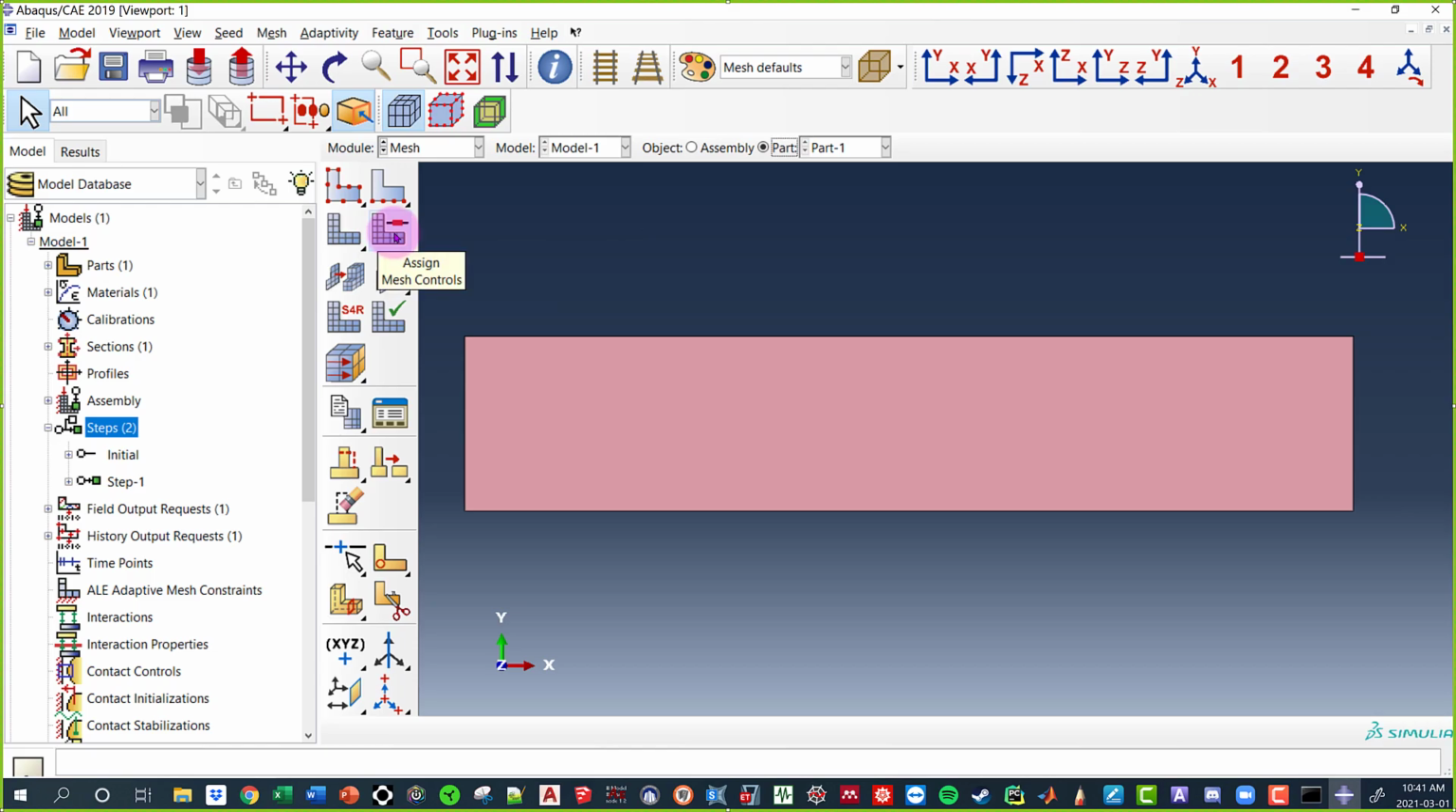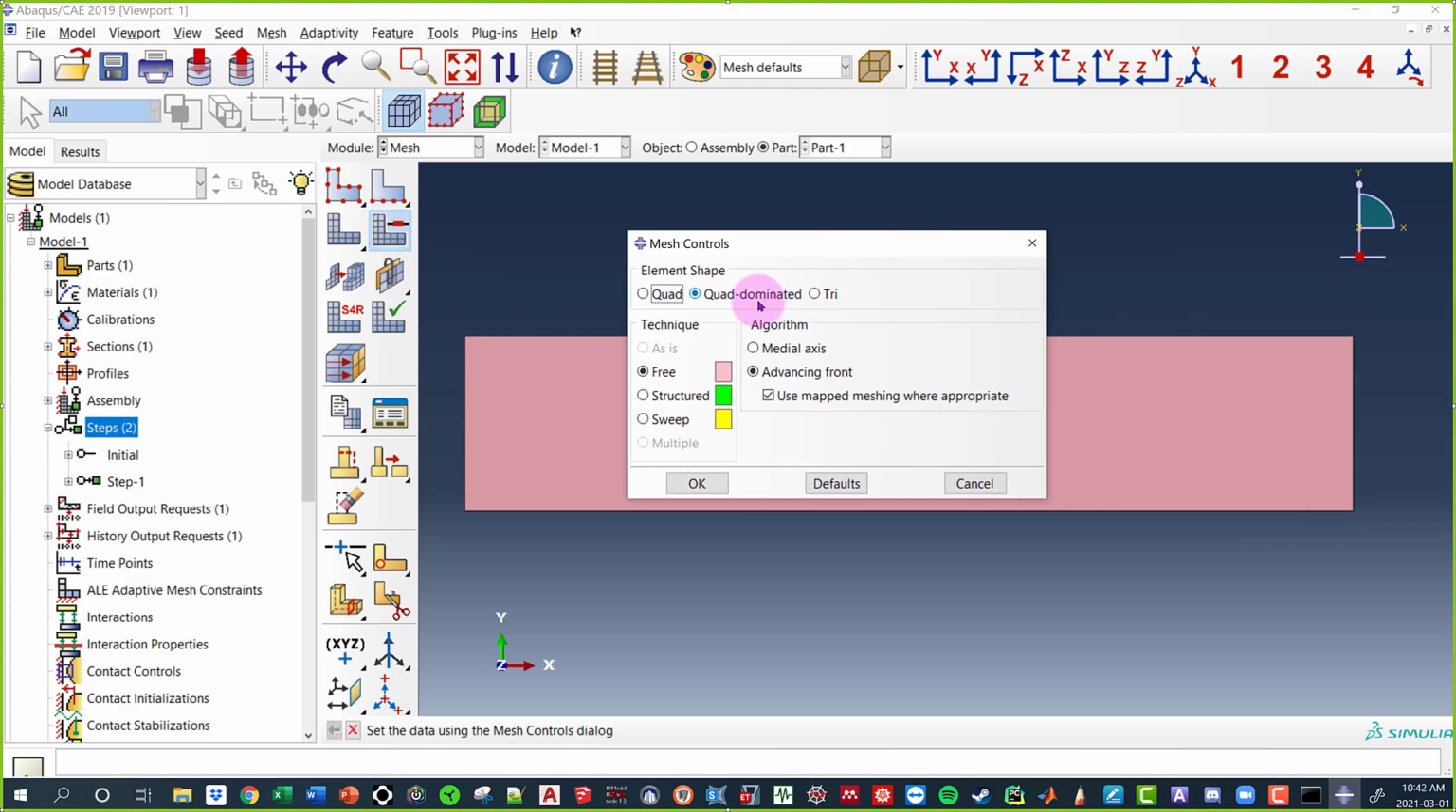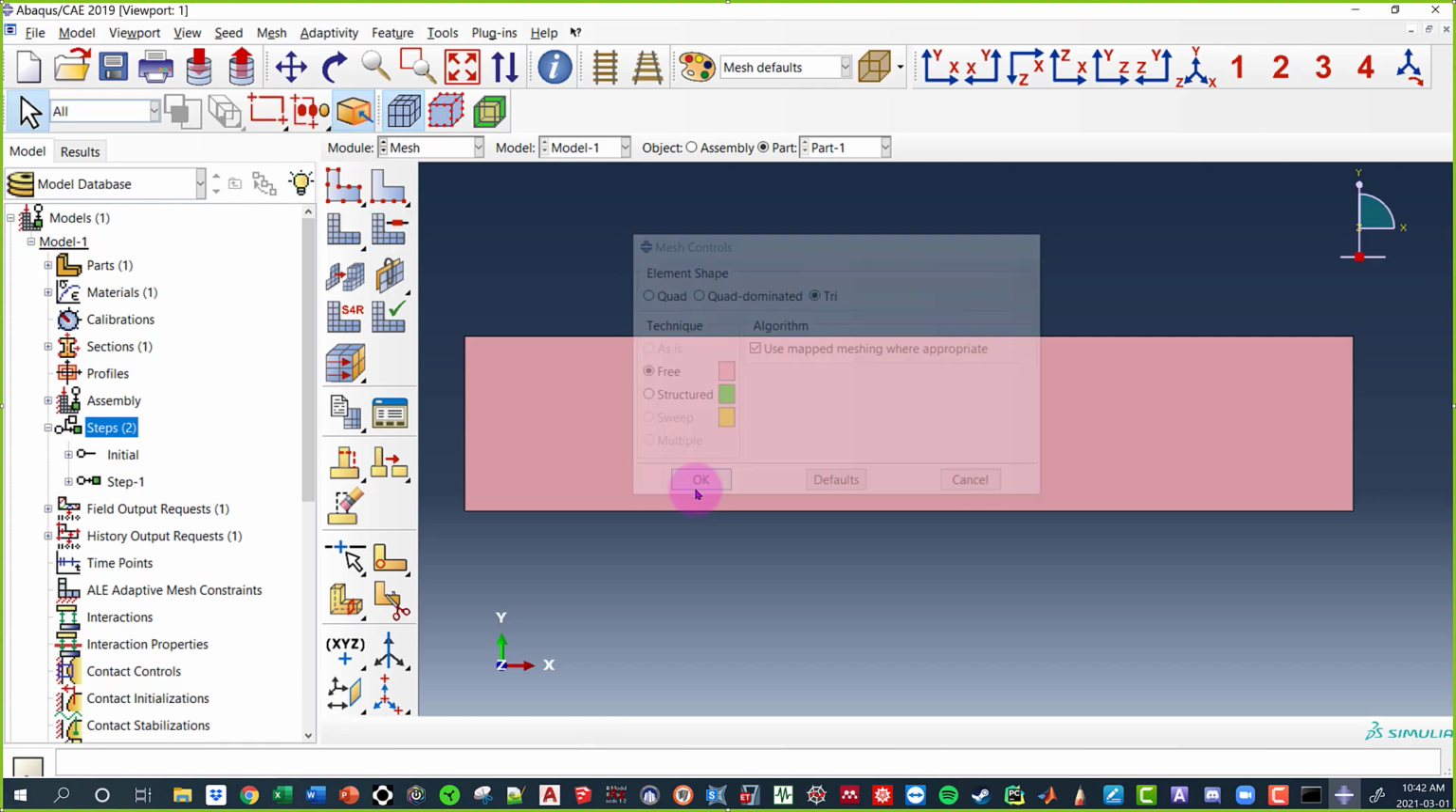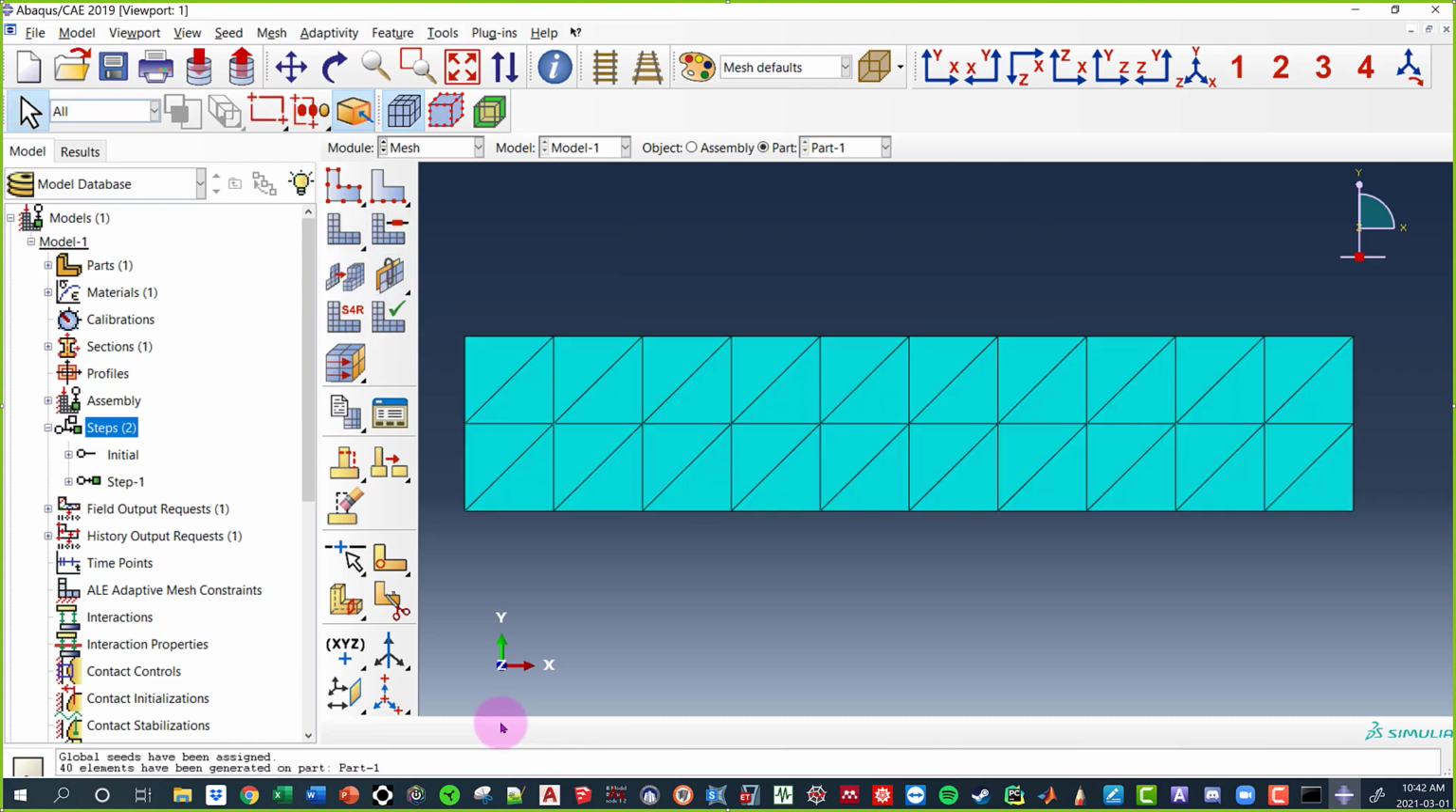By default, ABAQUS will have it so that it's doing quadrilateral meshes. So if I click this, a screen pops up, and it says Quad Dominated. If I were to go Tri, which goes to triangular, and I click OK, if I were to mesh this beam, we can see that we now have triangular elements. So that's how you do it if you want triangular elements. It's really up to you.